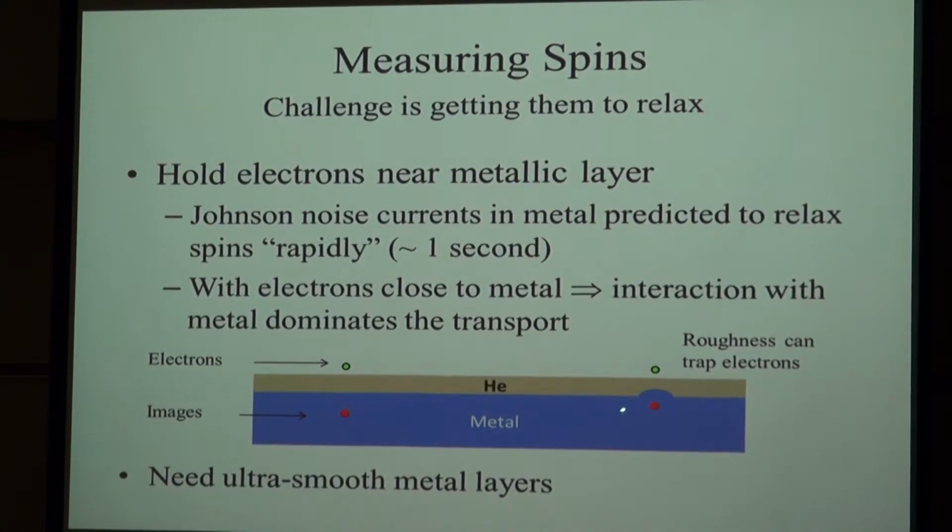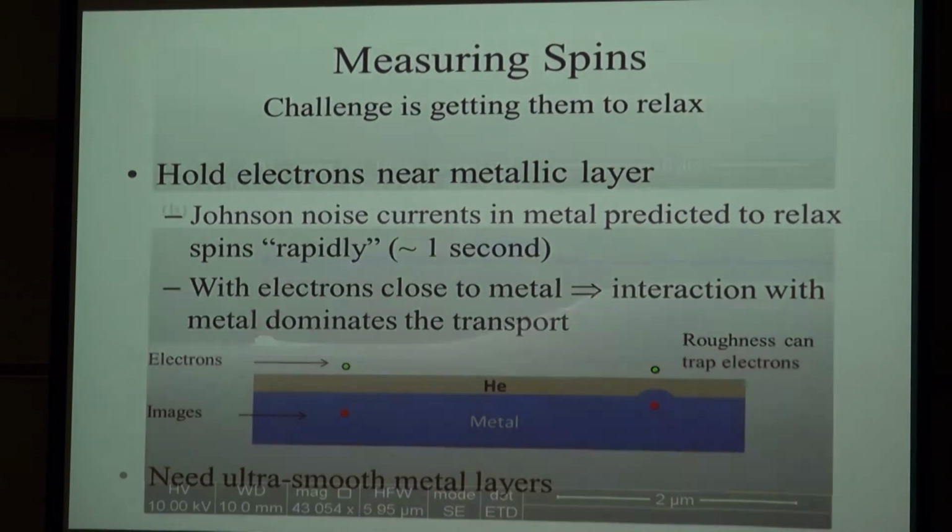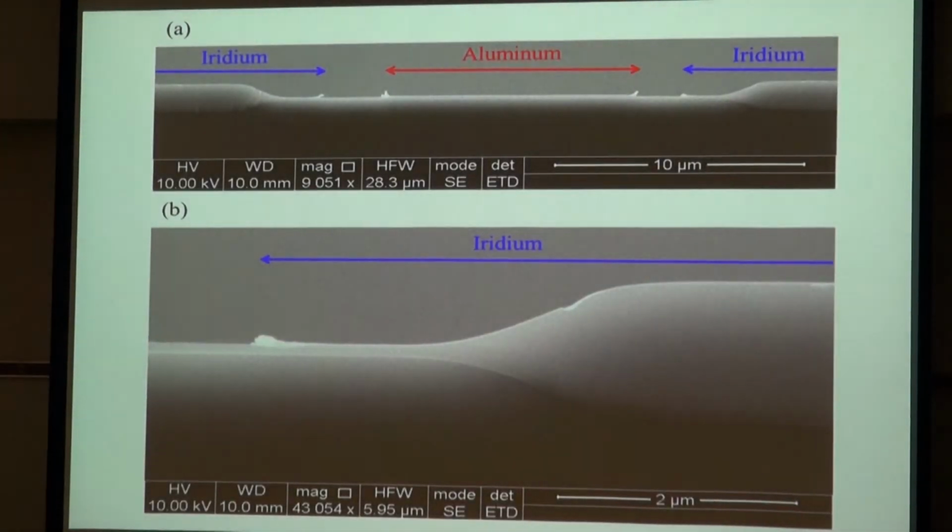The problem is, if you're only a couple hundred angstroms away, and you have, say, a one angstrom bump, the image charge that this electron sees and this one sees are in slightly different positions. I think the number is that it traps an electron with a few Kelvin. So you need ultra-smooth materials. And there's a long story, but this is what we came up with.